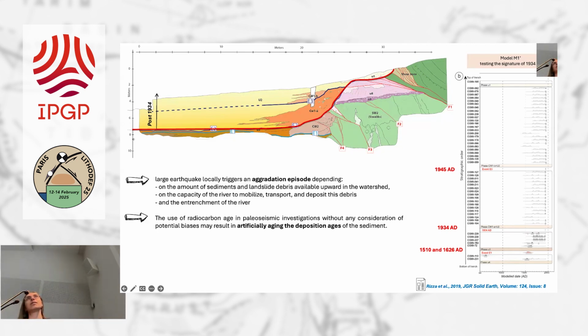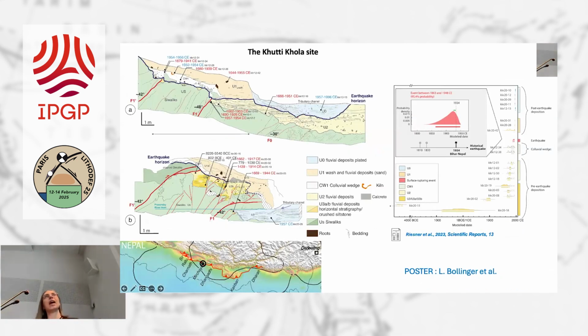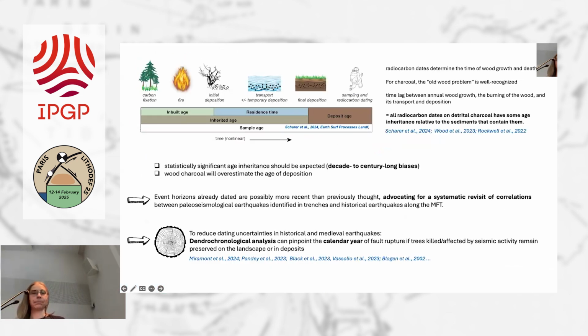It means that, in fact, we have artificially aged the deposition of the sediments. Looking at the Cuticola, which is a few tens of kilometers further east, we are dealing with the same problem. And you can also go and see Laurent's poster this afternoon or during the lunch. But in fact, it's not a big surprise because when you have radiocarbon ages, we are not determining the age of the deposition.